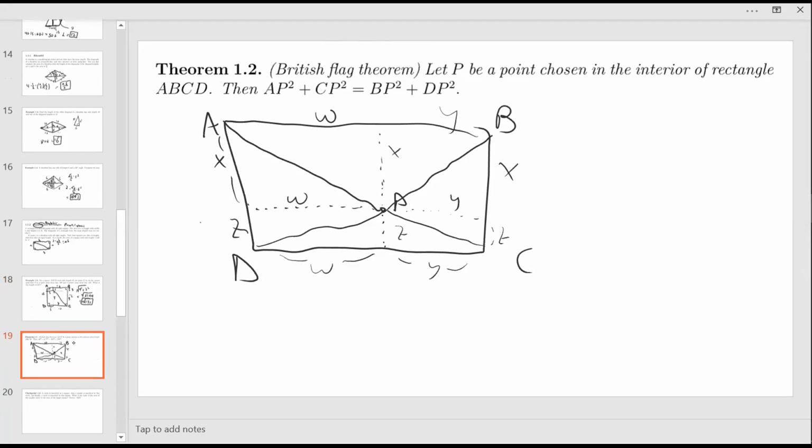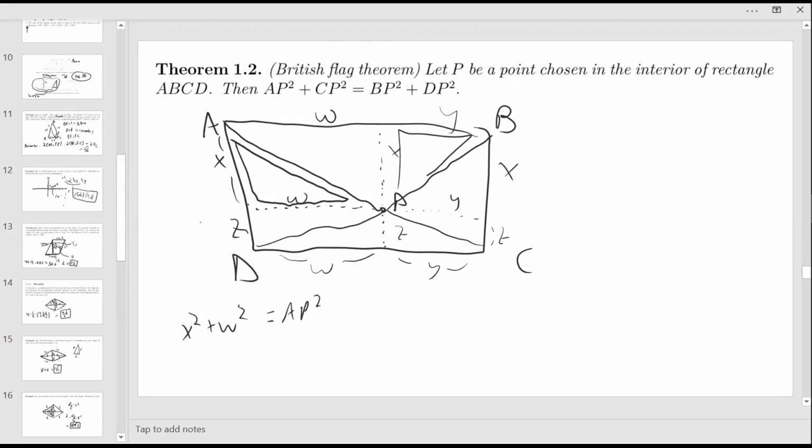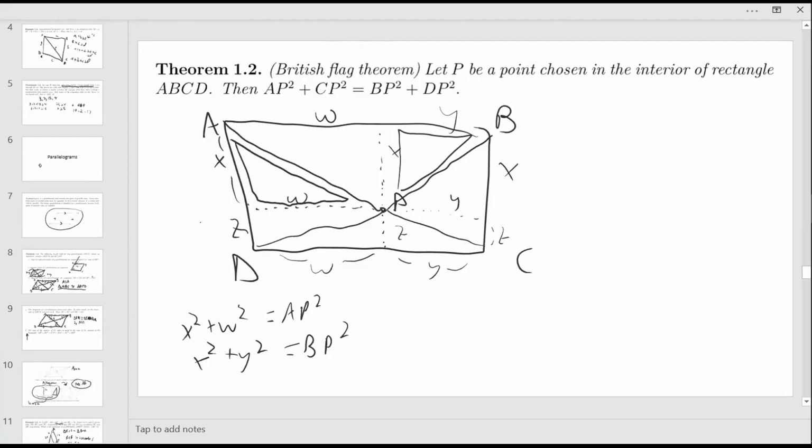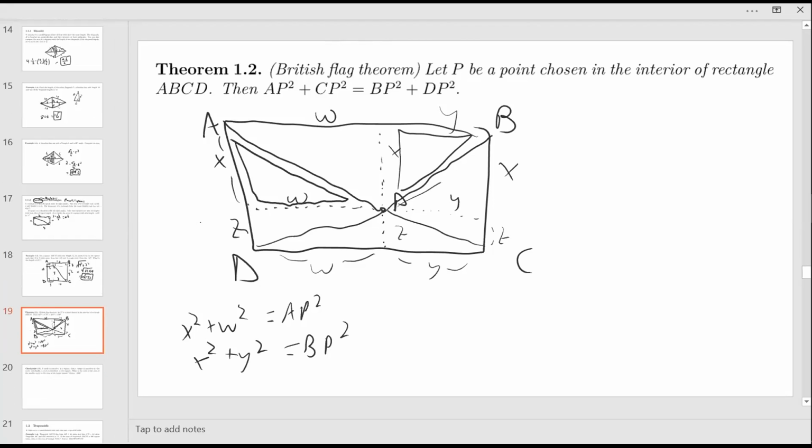So now we apply the Pythagorean theorem to the right triangles with hypotenuse AP, BP, CP, and DP. So if we look at this triangle right here, you get that x squared plus w squared is equal to AP squared. Now looking at this triangle here, we get x squared plus y squared equal to BP squared.